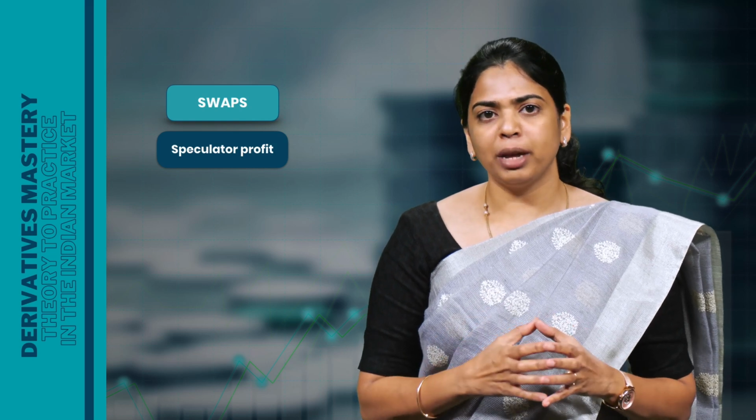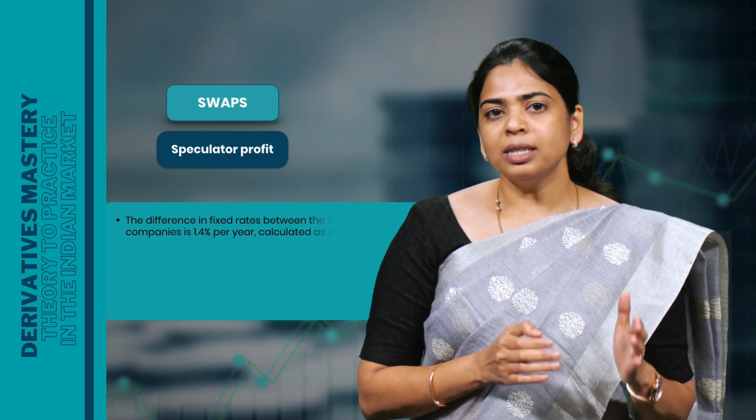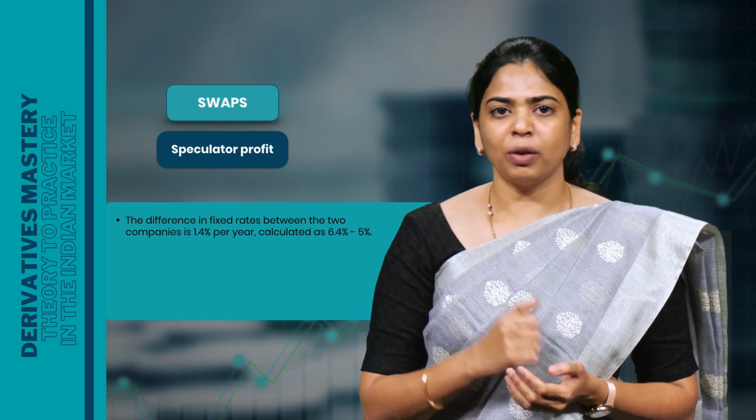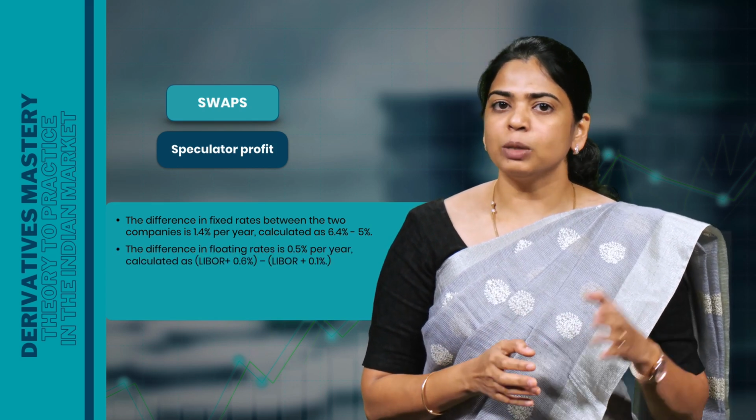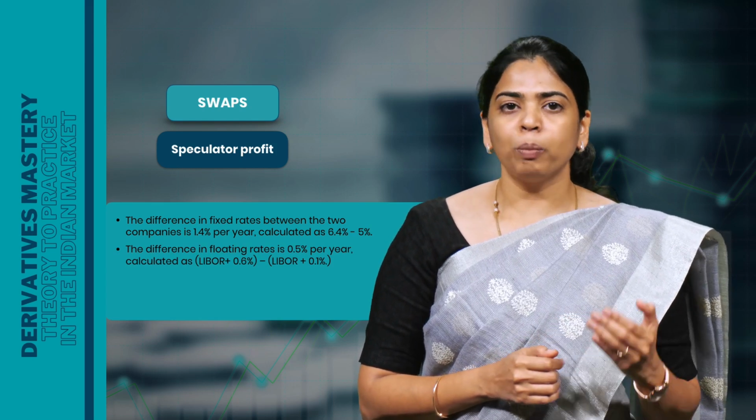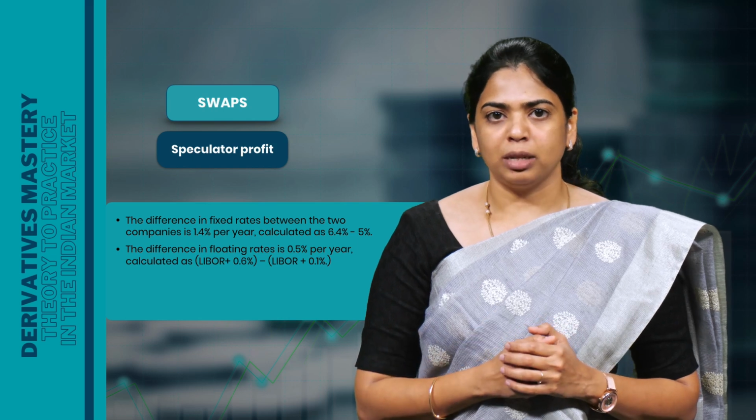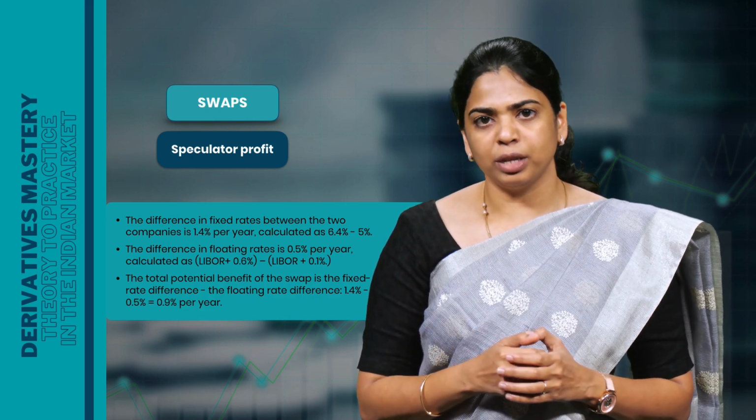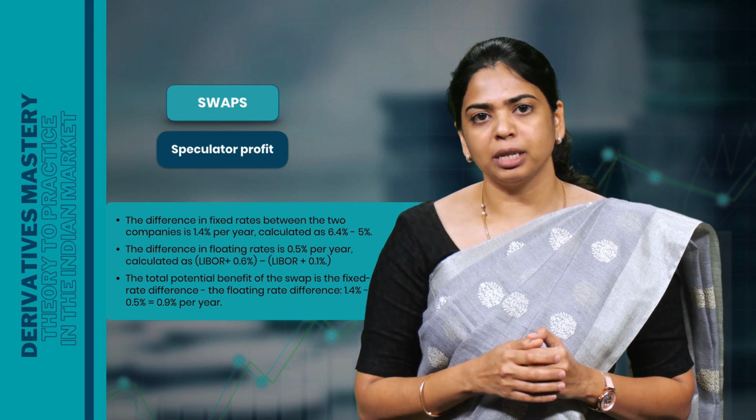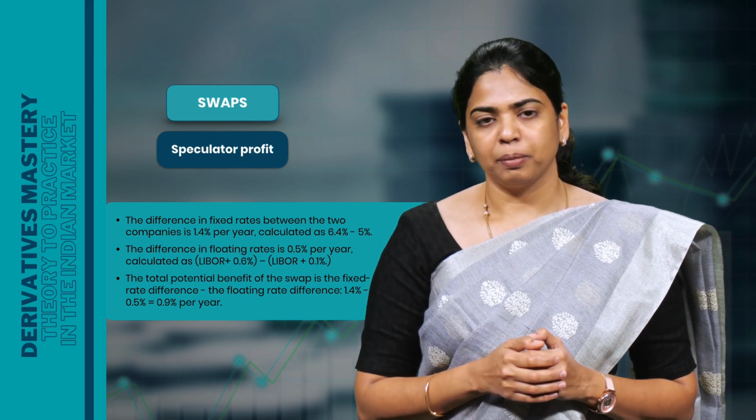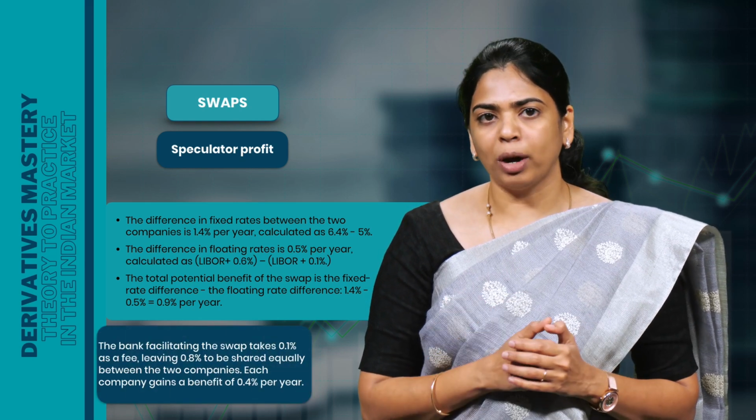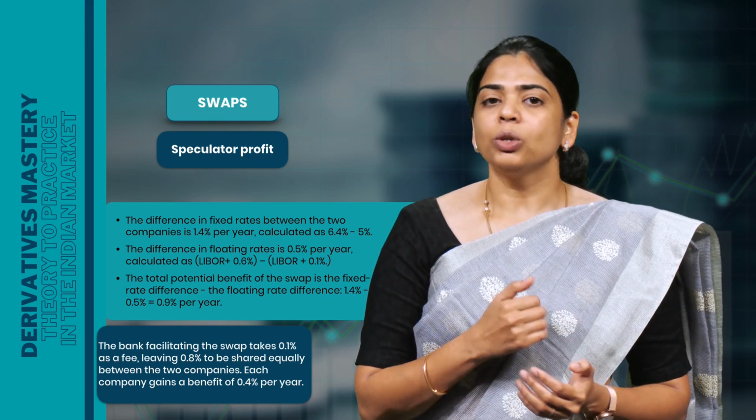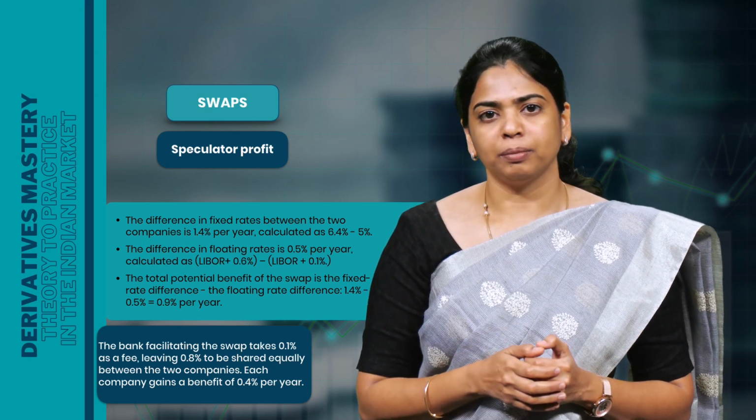So, let's calculate the potential benefits of this arrangement. The difference in the fixed rate between the two companies is 1.4% per year, calculated as 6.4% minus 5%. The difference in floating rates is 0.5% per year, calculated as LIBOR plus 0.6% minus LIBOR plus 0.1%. So, the total potential benefit of the swap is the fixed rate difference minus the floating rate difference, which is 1.4% minus 0.5%, gives us 0.9% per year. The bank facilitating the swap takes 0.1% as a fee, leaving 0.8% to be shared equally between the two companies. So each company gains a benefit of 0.4% per year.